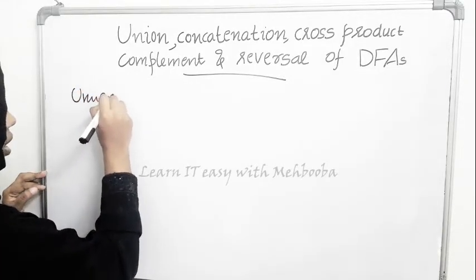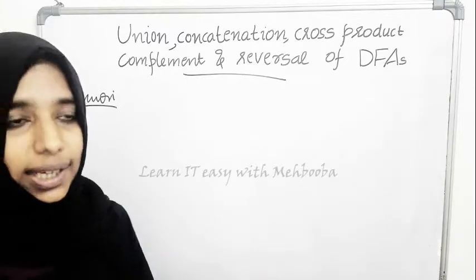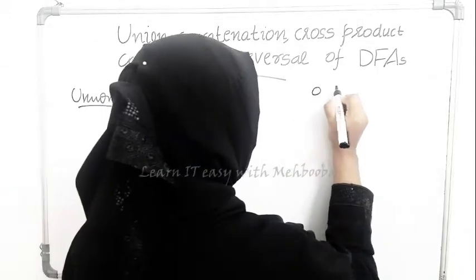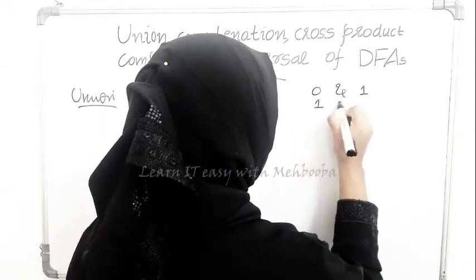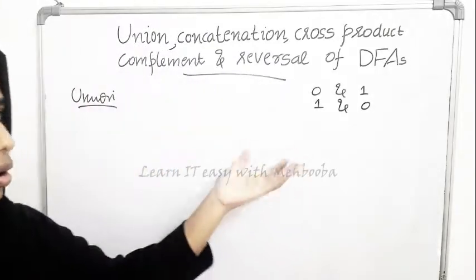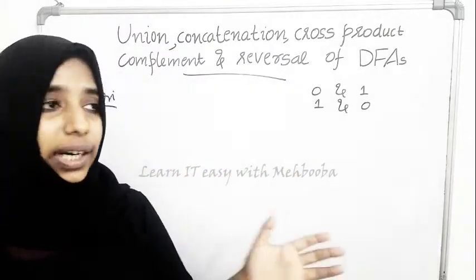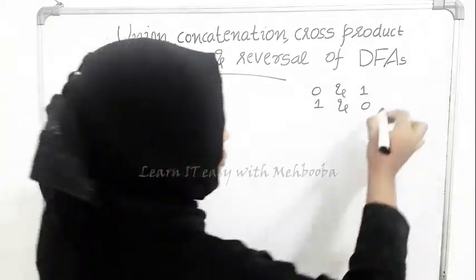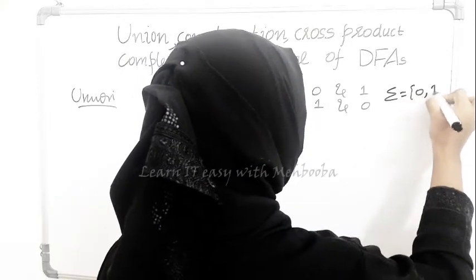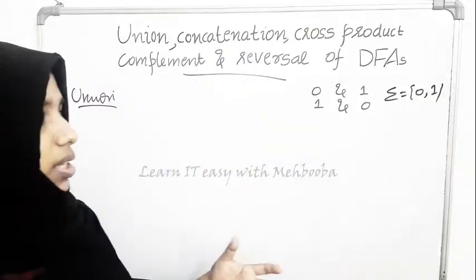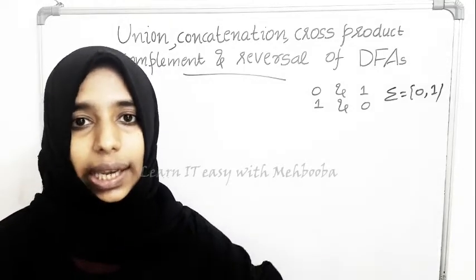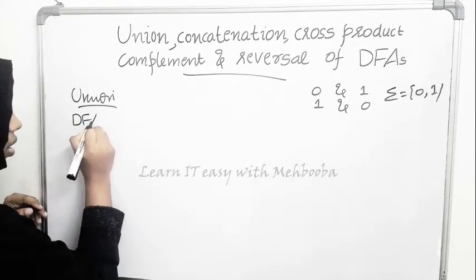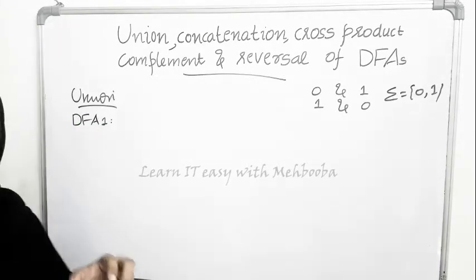For the sake of union, the example that I am taking is I want to design a DFA which is accepting strings starting with 0 and ending with a 1, or starting with a 1 and ending with a 0. The alphabet here is 0 comma 1. So in essence it accepts strings having starting and ending characters different. What we will do is design it as two different component DFAs and merge them.